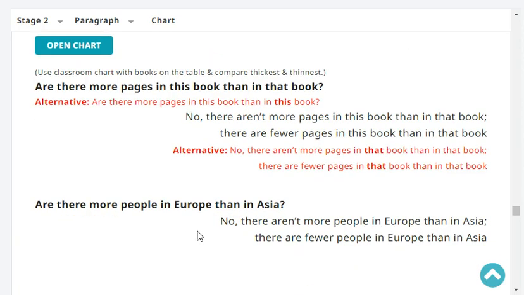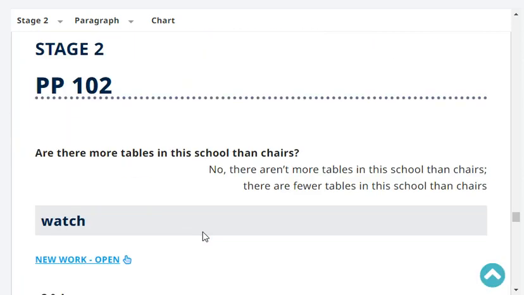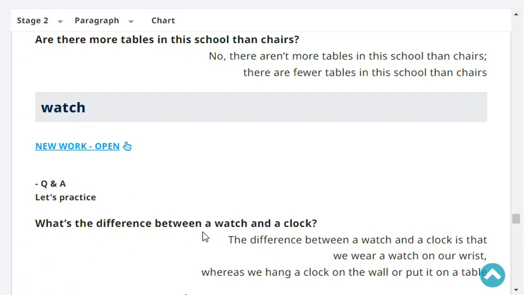Are there more people in Europe than in Asia? No, there aren't more people in Europe than in Asia. There are fewer people in Europe than in Asia. Are there more tables in the school than chairs? No, there aren't more tables in that school than chairs. There are fewer tables in that school than chairs. Very good.